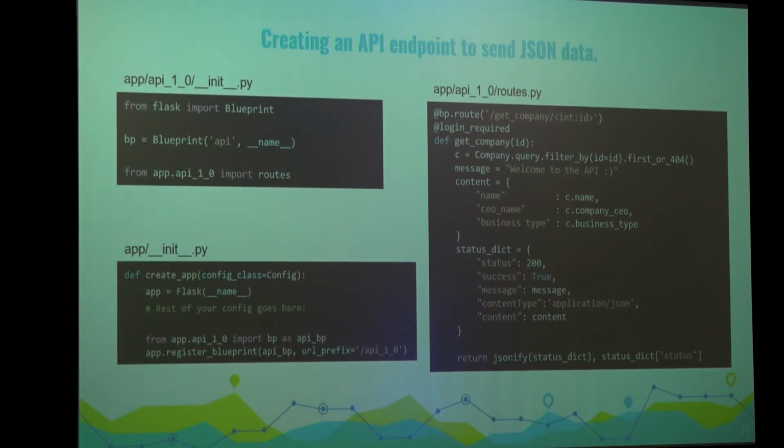So C equals company.query.filter by, and we give it the ID. And we create a Python dictionary, and we send back the response, and we JSONify the response. JSON is JavaScript Object Notation, so it's essentially the JavaScript equivalent to a Python dictionary, and we send that back with the status code. So hopefully the status code will be 200, and everything will be okay. But we'll look into doing some error handling as well a little bit after this.